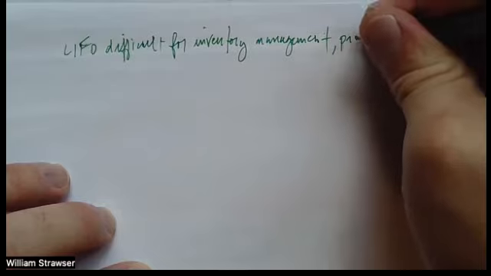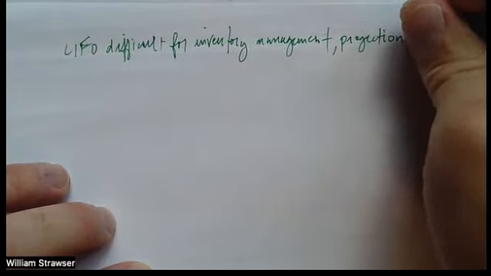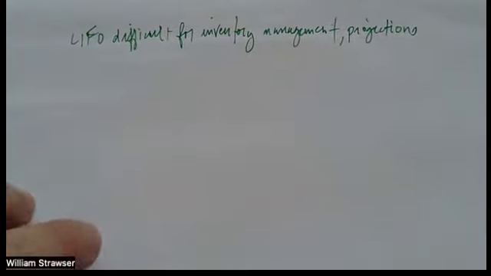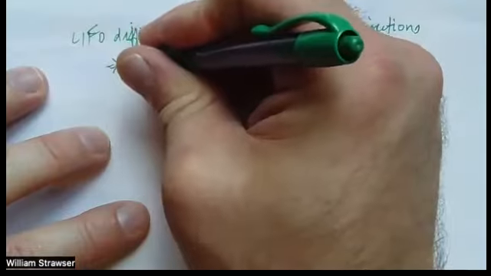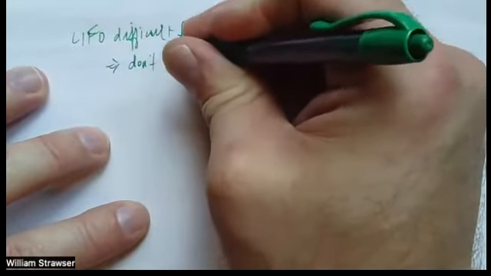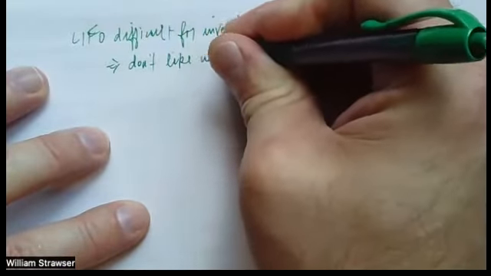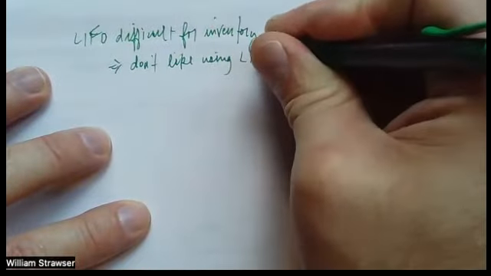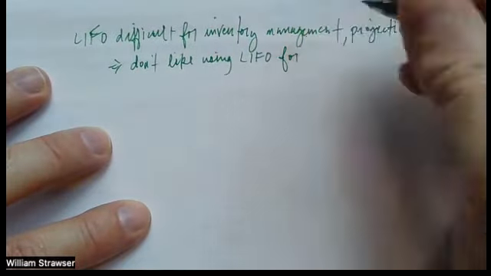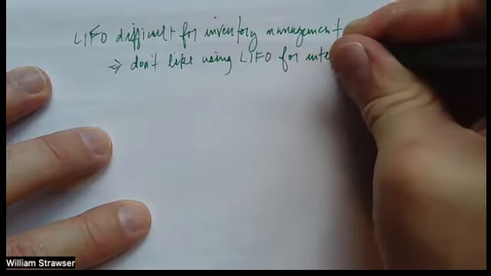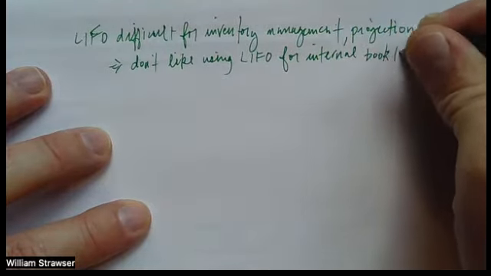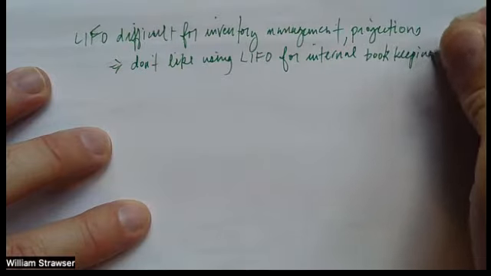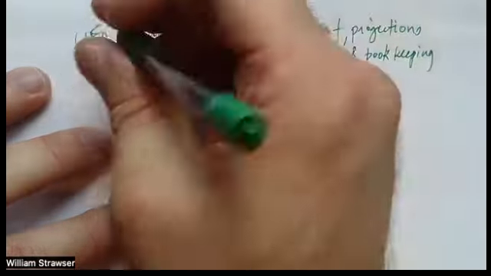Projections, et cetera. So understanding what costs are going to be at the end of the year, how much I'm going to sell at the end of the year. So consequently, companies don't like using LIFO for internal bookkeeping. They do like to use it for the tax advantage.